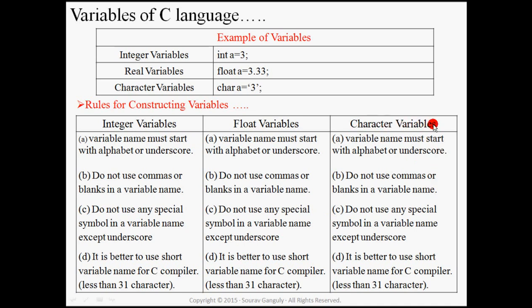Now come to the character variables. Variable must start with alphabet or underscore. Do not use comma or blanks in a variable name. Do not use any special symbol in a variable name except underscore. It is better to use short variable names for C compiler.